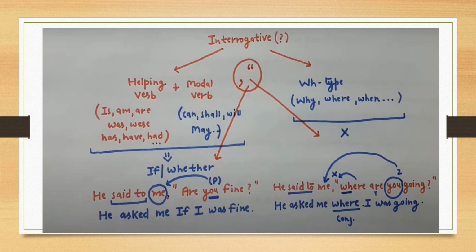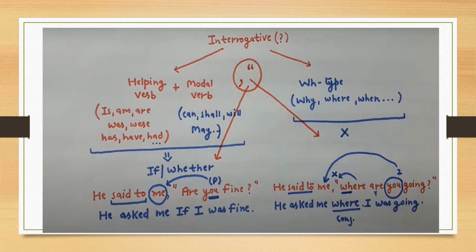In an interrogative sentence in reported speech, if there is a question in which there is a use of a helping verb or modal verb, the comma and double inverted comma would be replaced by if or whether. Second, the WH type, that is why, where, and when. There would be no changes. It would be as it is. We'll look into the example so the content would be clear. Look at the example. He said to me, "Are you fine?"